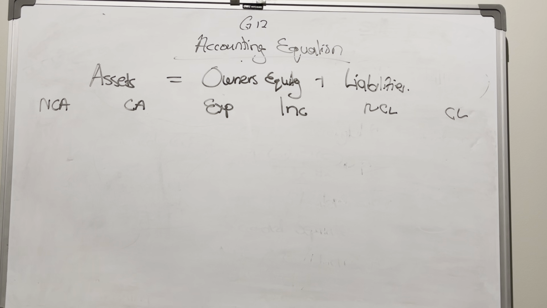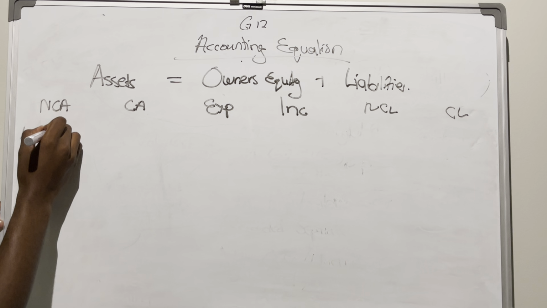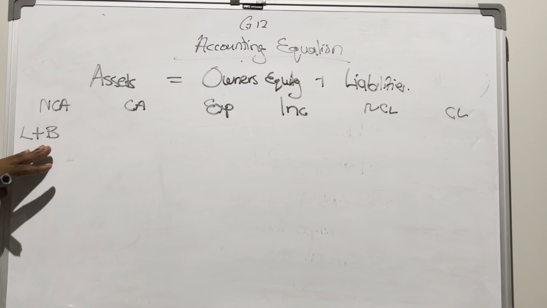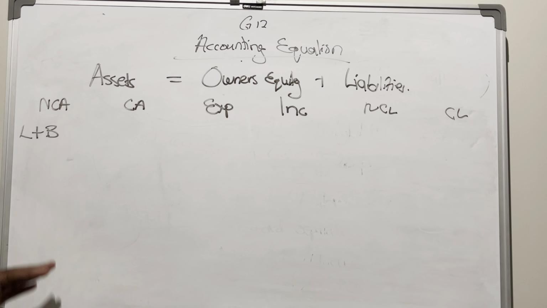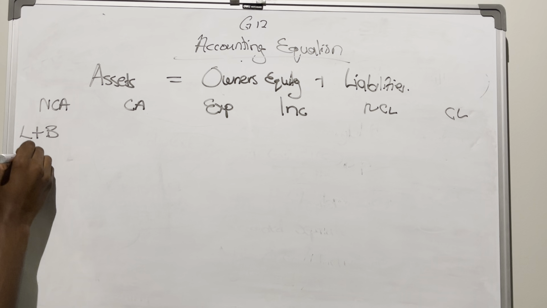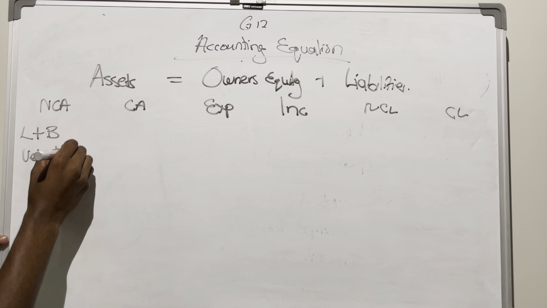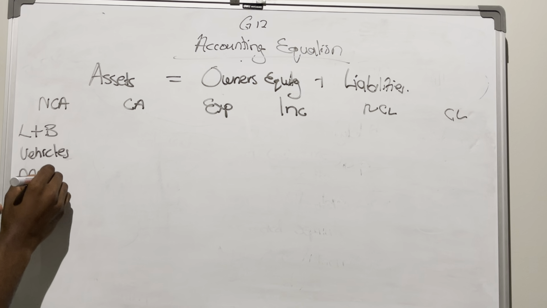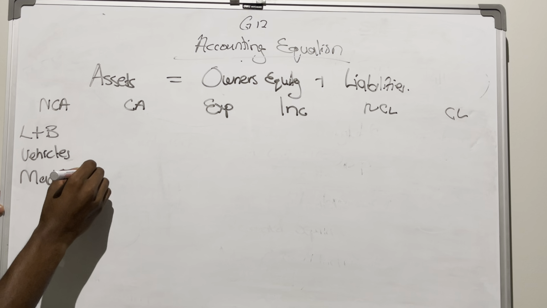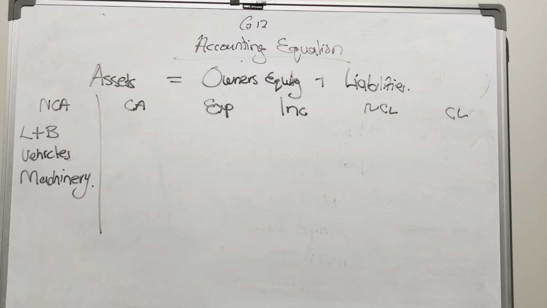What are the most important non-current assets that you're going to see? It is your land and buildings. I'm just going to write it in short form, but when you're writing your tests and exams, you're supposed to write the whole name. We have land and buildings, your vehicles, and machinery. Those are all your non-current assets.